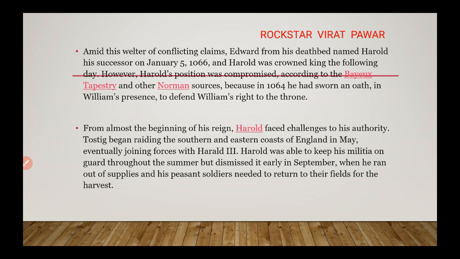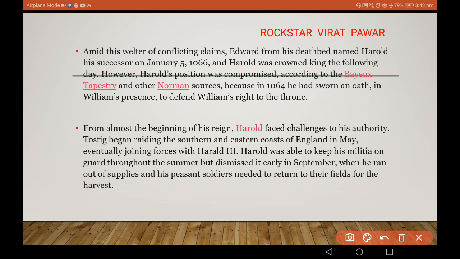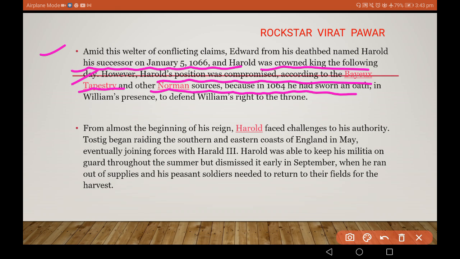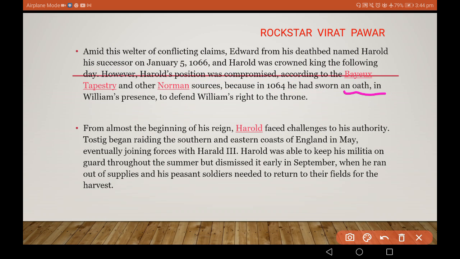Then, amid warfare and conflicting claims, Edward from his deathbed named Harold his successor on January 5, 1066, and Harold was crowned king the following day. However, Harold's position was compromised. According to the Bayeux Tapestry and Norman sources, in 1064 he had sworn an oath in William's presence to defend William's right to the throne.